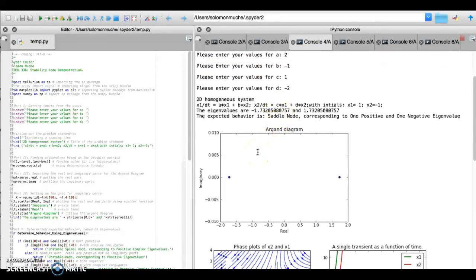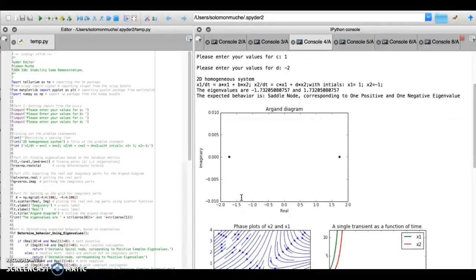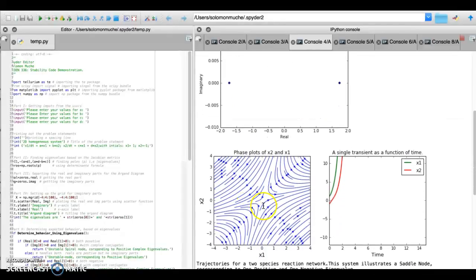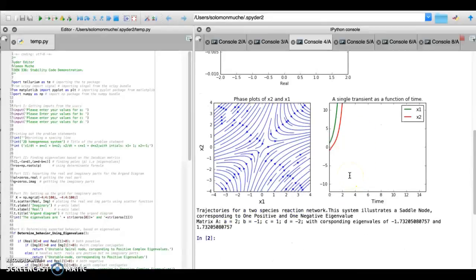One of the eigenvalues is negative and the other one is positive, and so we should expect the system not to be stable. And here the plot also shows that both x1 and x2 are diverging away from the steady state, and the same happens in the time plot as well.